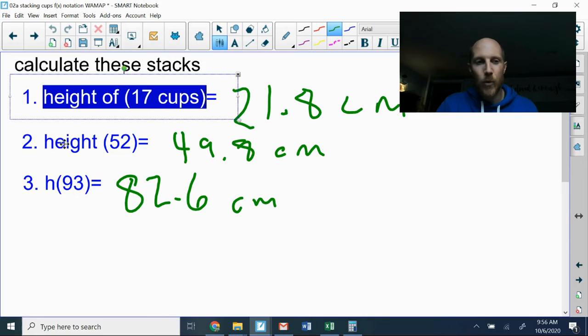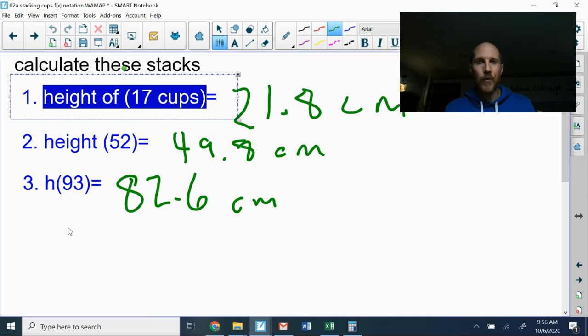And so then I didn't want to write as many words. So I said, hey, height, and then, so we know we're talking about, and I put 52 cups inside the parentheses. It's still a group of 52. And then I wanted to abbreviate even more. And so instead of that whole word height to label what we're doing, I just used the H, because I think we all know that the H means height. And inside the parentheses, I put 93 because that's the number of cups. That's what I'm trying to input, this many cups to the stack, and then try to get what is the height. Okay, that's function notation.